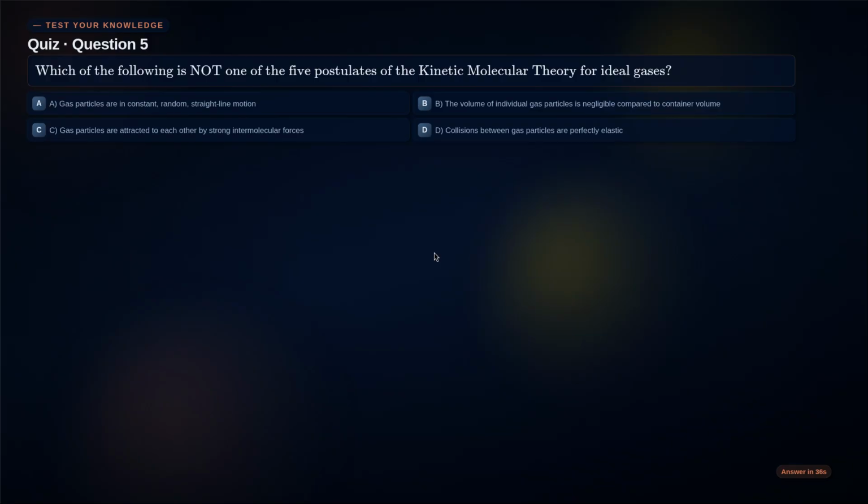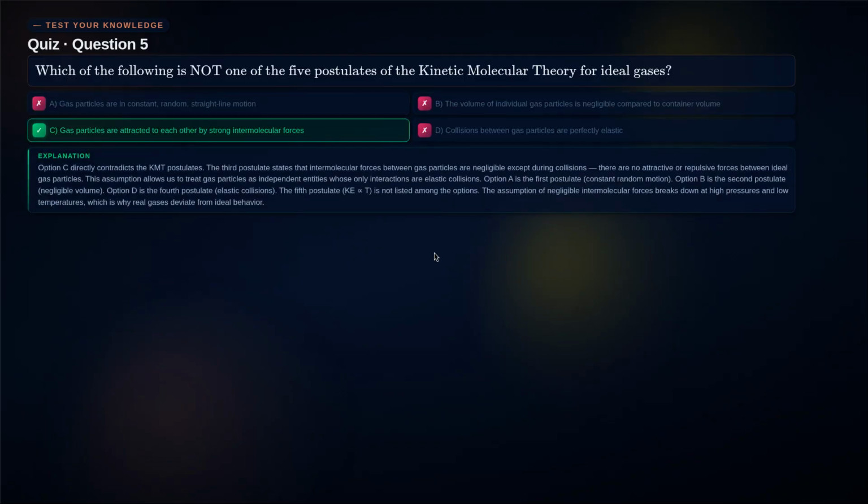Quiz question 5. Which of the following is not one of the 5 postulates of the kinetic molecular theory for ideal gases? Option A. Gas particles are in constant, random, straight-line motion. Option B. The volume of individual gas particles is negligible compared to the container volume. Option C. Gas particles are attracted to each other by strong intermolecular forces. Option D. Collisions between gas particles are perfectly elastic. Remember that ideal gas particles do not interact except through elastic collisions.